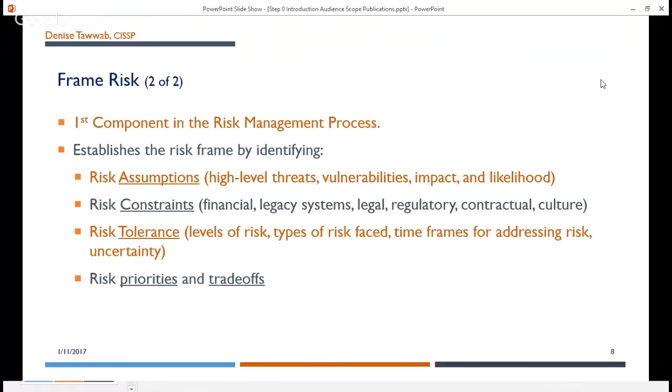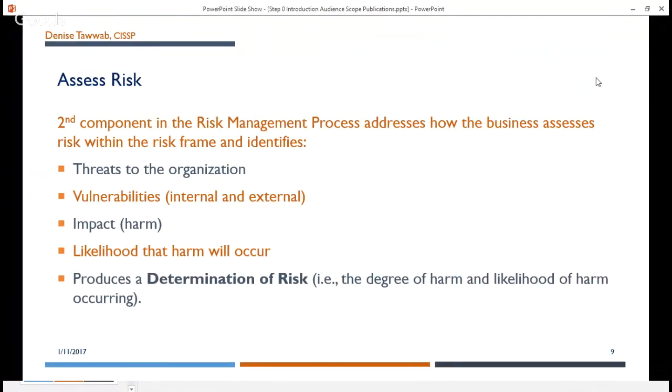And then finally, we'll talk about risk priorities and trade-offs, because as you well know, everything can't be done at the same time. And when you have a limited budget, you do have to set some priorities and you have to make some trade-offs. And the goal of risk management is to make sure that those decisions are as informed as possible. The second component in the risk management process addresses how the business assesses risk within the risk frame that was identified in step 1.